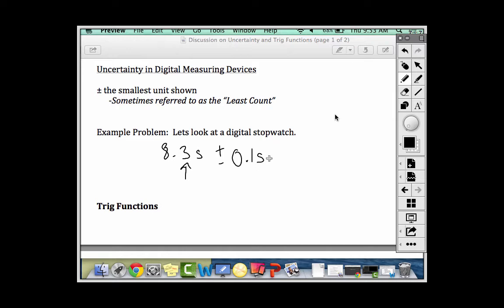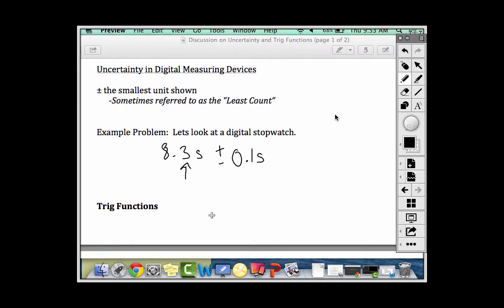So on the test on Monday, I'm going to give you a temperature from a temperature probe. And I'm going to say, what's the uncertainty on this temperature? And you'll just tell me plus or minus whatever the number of digits is after the decimal point. And that's your uncertainty. Does that make sense?